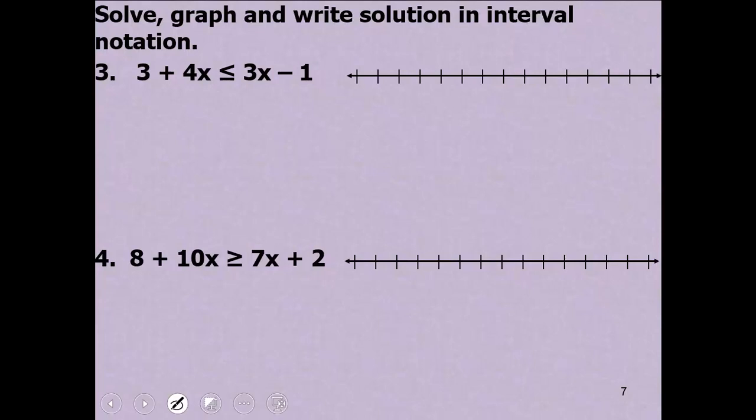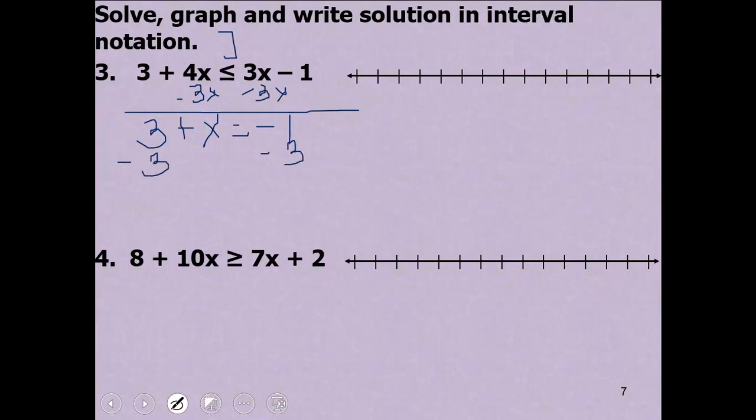All right, these have greater than or equal to signs, so you should recognize that we're going to use brackets. Again, I'm going to move my variable to the left by subtracting 3x from both sides. When I do that, I get 3 plus x equals negative 1. I'm going to subtract 3 from both sides, which is the same as adding a negative 3 to both sides, and I get x is less than or equal to negative 4.